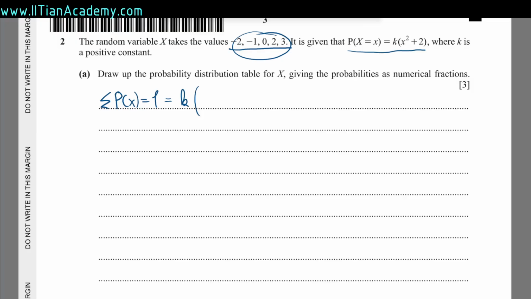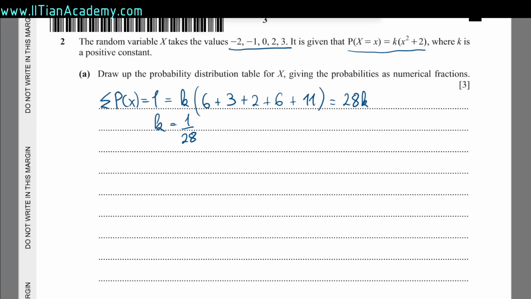So 2 squared minus 2 is 4, plus 2 is 6. That's a 6, and then -1 plus 2 is 3, and then 0 plus 2 is 2, and then again a 6, and then 3 squared is 9, plus 2 is 11. If we add all of these up, we should get 28. So on the right side, we get 28k, and therefore k must be 1 over 28, simply using the fact that the sum of all probabilities has to be 1.